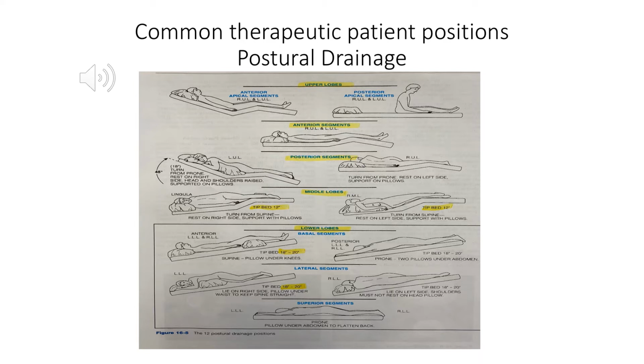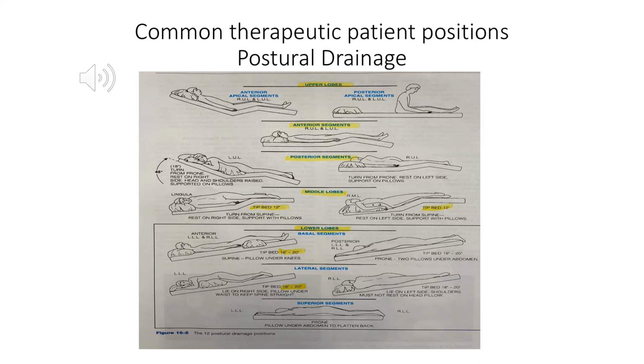Postural drainage is a technique using body positioning and gravity to facilitate the removal of pulmonary secretions. The rationale for postural drainage is a principle that water runs downhill. Take a look at the graphic on slide 6. It illustrates the 12 body positions and bed positions required to drain particular segments of the lungs. Remember, the tracheobronchial tree is a very complex architecture and requires these different positions to drain the particular lung segments.